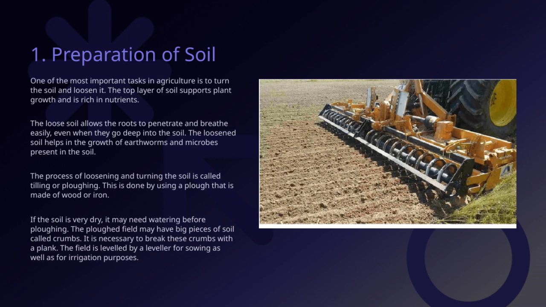After that, the field is leveled using a leveler, which helps with both sowing the seeds and irrigating the crops evenly. The process of loosening and turning the soil is called tilling or plowing. We do this using a plow, which can be made of wood or iron.